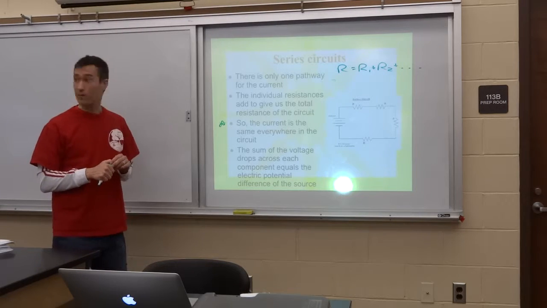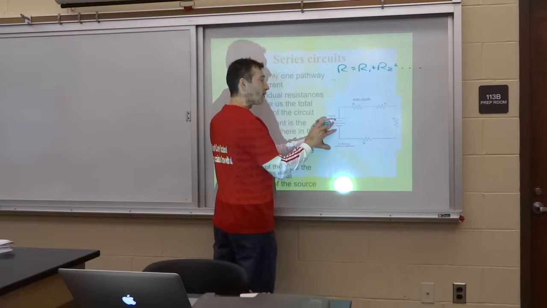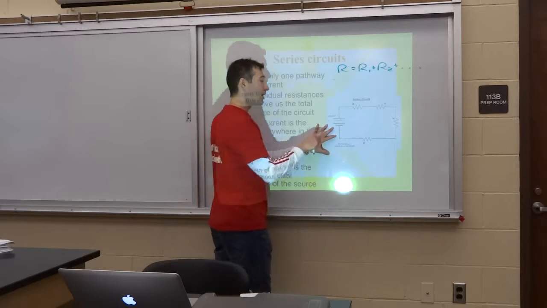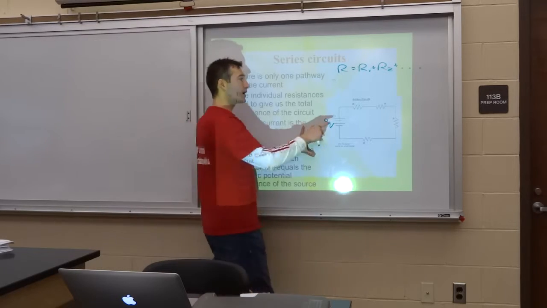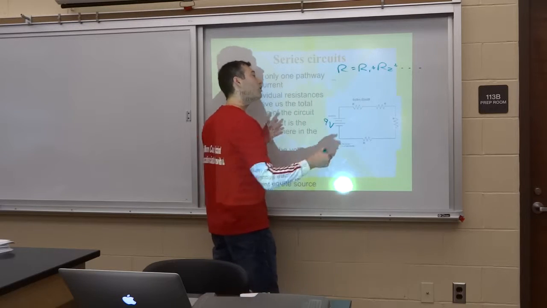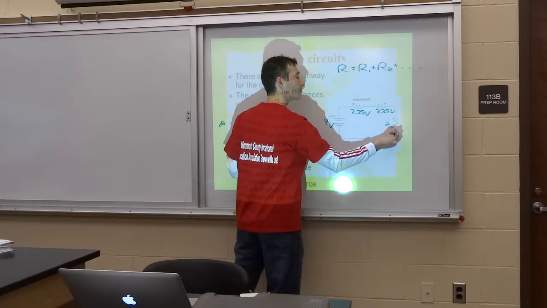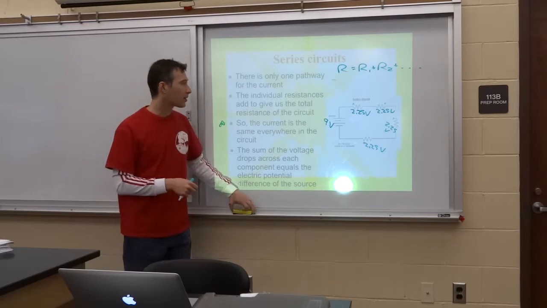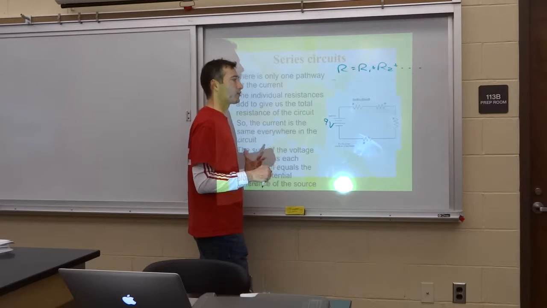The other really important thing about series circuits is that the EMF source, the electric potential difference that's applied to the circuit, gets divided up, right? So if we have 9 volts here, those 9 volts are going to get split up between the different circuit elements. If each of these resistors is identical, then they each get 2.25 volts. If they're not identical, then they're going to get an uneven split of the electric potential difference.